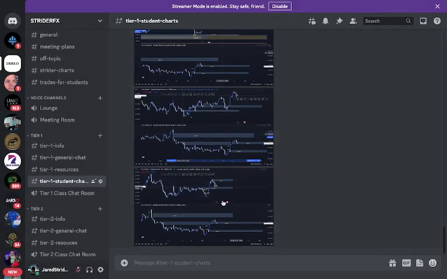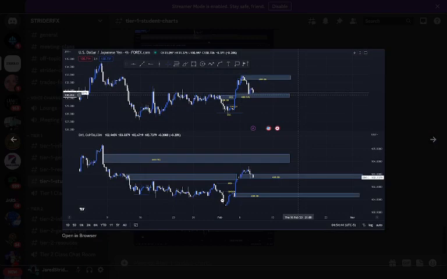Okay. One more for you. US dollar JPY. Okay, very nice. You can see the change of character here. Yes. So you see where this 4 hour order block here is for the change of character. And the dollar comes in here. And the USD JPY is somewhere floating.